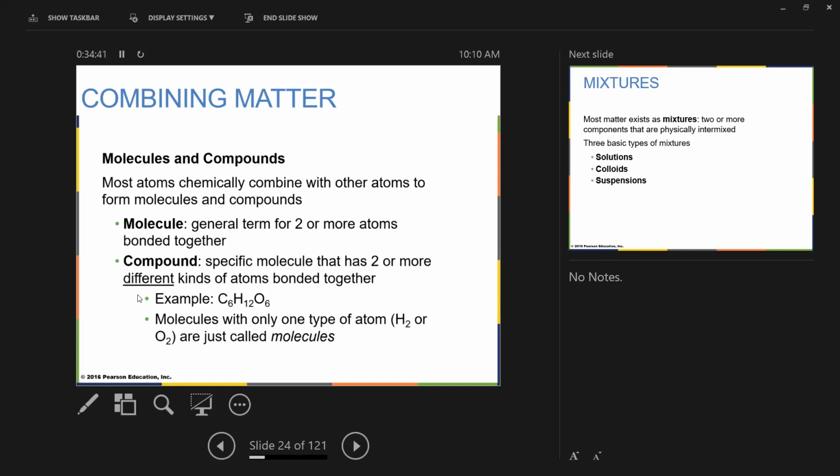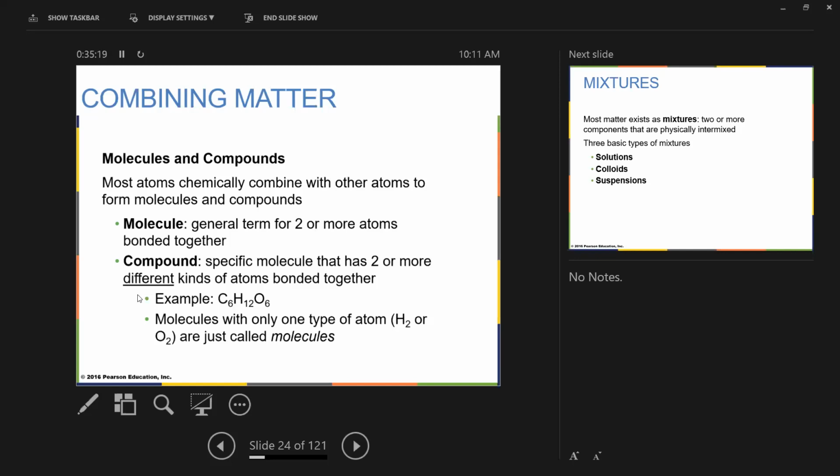Now, a compound is when you have a mixture of different types of atoms bonded together, like water, H2O, hydrogen and oxygen. That's considered a compound. We still say a molecule of water. The illustration there on the slide is glucose, C6H12O6, meaning there's six carbon atoms, 12 hydrogen atoms, and six oxygen atoms. That's glucose. We refer to it as a molecule. Even though it's a compound, we pretty much call everything molecules.